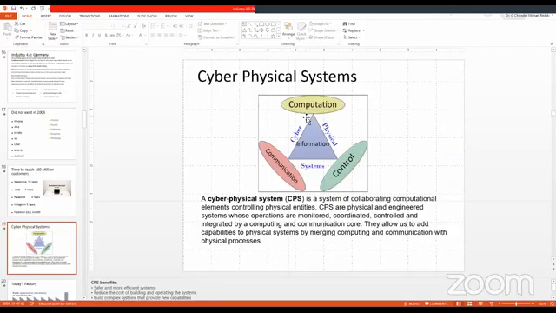On one side you have the computation, the computer system, and the communication, and then control. So this makes the cyber physical system, CPS in short, a system of collaborating computational elements controlling physical entities. CPS are physical and engineered systems whose operations are monitored, coordinated, controlled, and integrated by a computing and communication core. They allow us to add capabilities to physical systems by merging computing and communication with the physical processes.